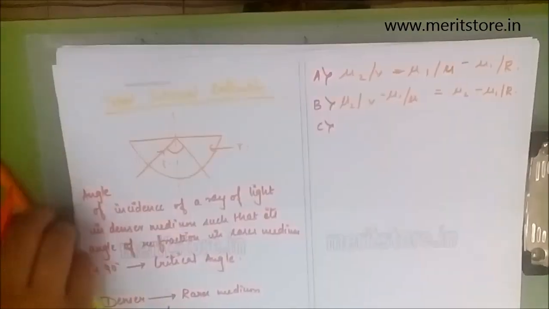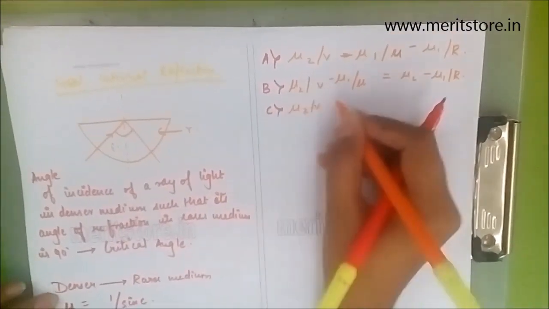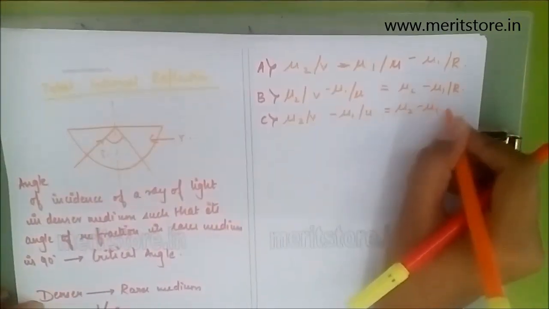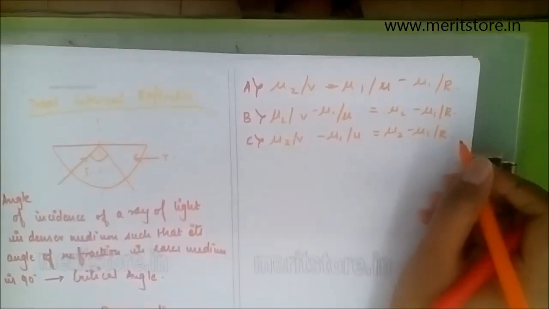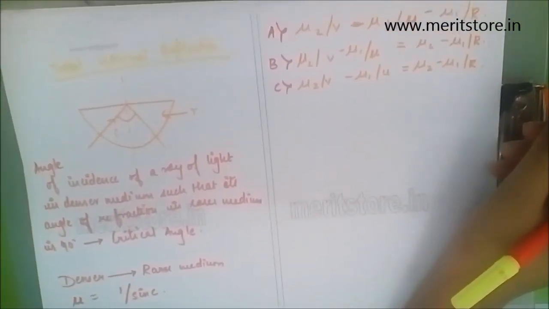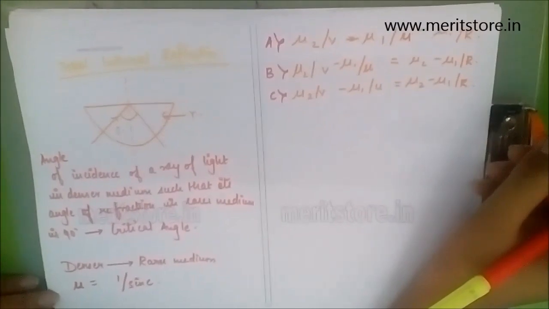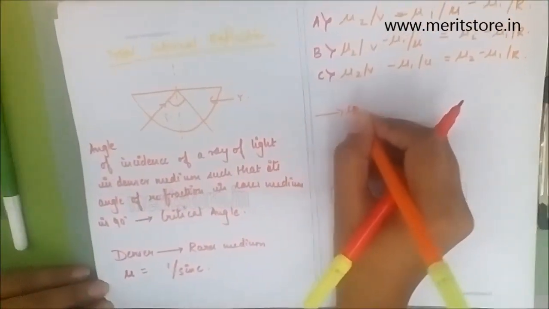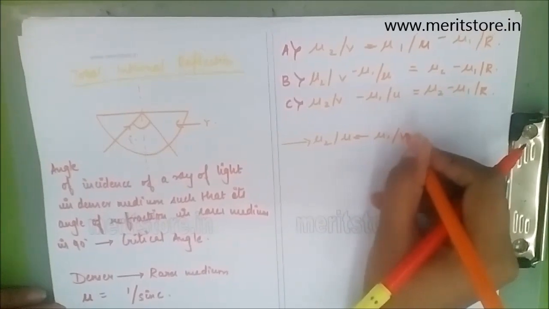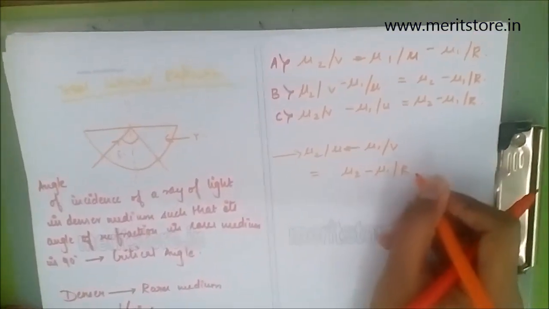Case C, where the refraction is at a concave surface, is given as mu2 upon V minus mu1 upon U, which is equal to mu2 minus mu1 upon R. Refraction at a single spherical surface when light travels from a medium of refractive index mu2, that is denser, to mu1, that is rarer: a convex surface producing a real image of a real object is given by mu2 by U minus mu1 divided by V, which is equal to mu2 minus mu1 divided by R.